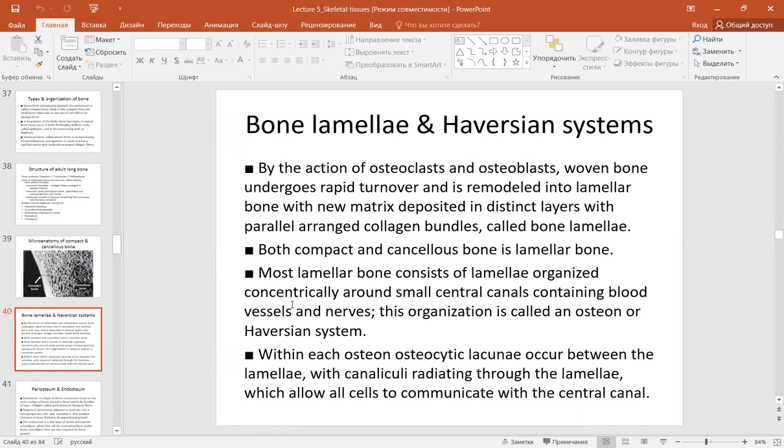Within each osteon, osteocytic lacunae occur between the lamellae, with canaliculi radiating through the lamellae, which allow all the cells to communicate with the central canal, forming a functional syncytium.